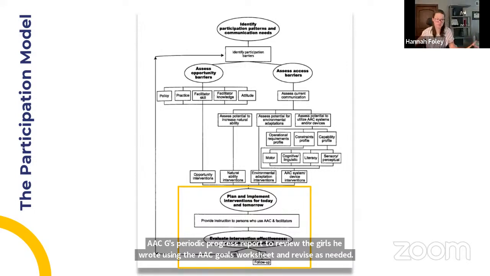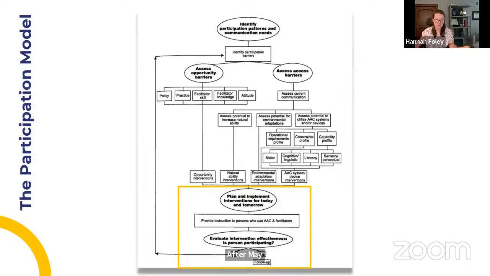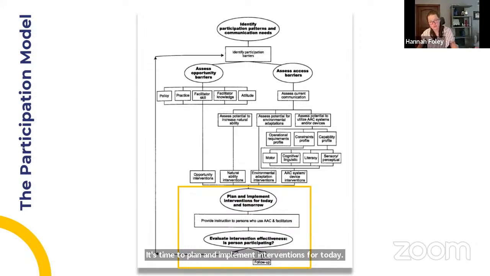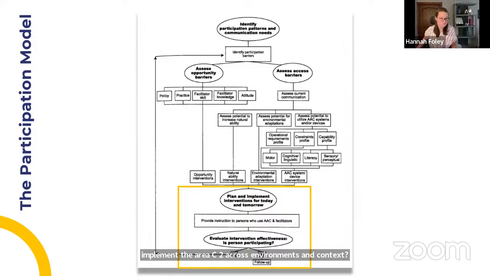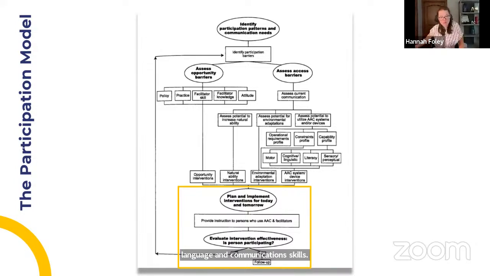After an AAC tool has been chosen for the communicator, it's time to plan and implement interventions for today, now, and tomorrow, the future. How will the AAC team implement the AAC tool across environments and contexts? What implementation strategies are they going to use to facilitate the development of the communicator's language and communication skills? What are the short and long-term goals for the communicator's language and communication skills?